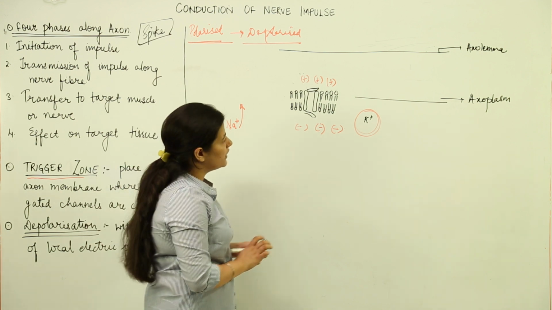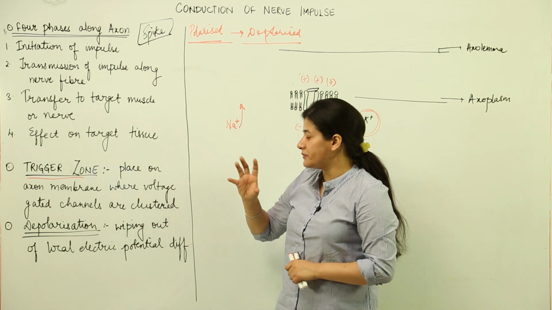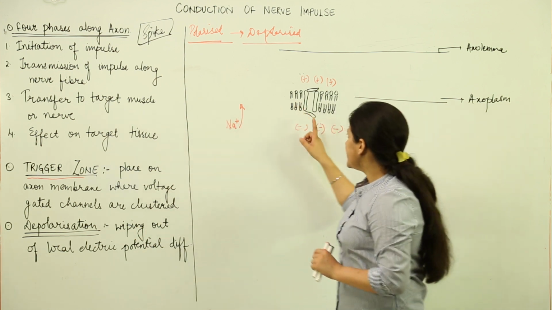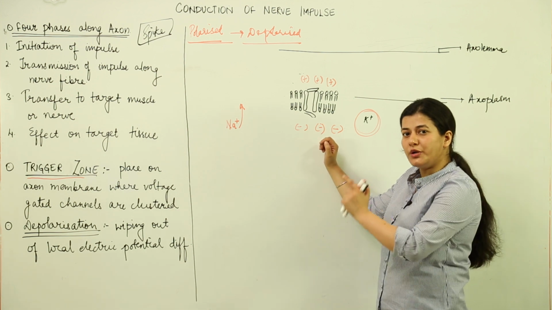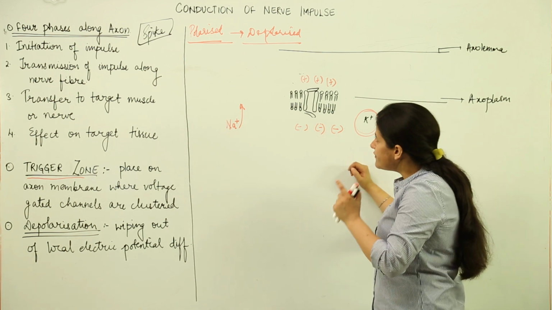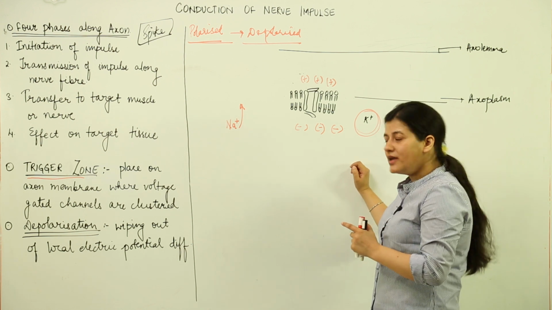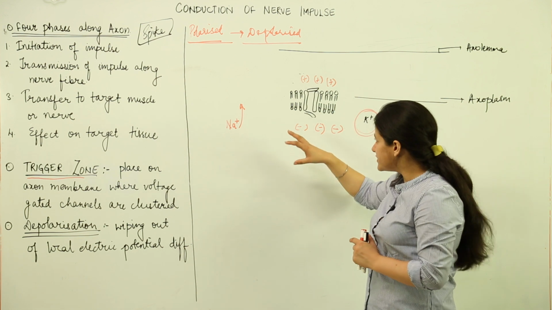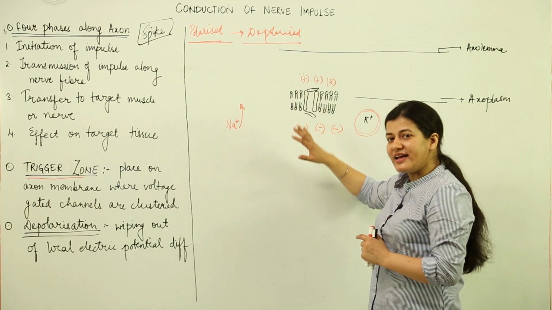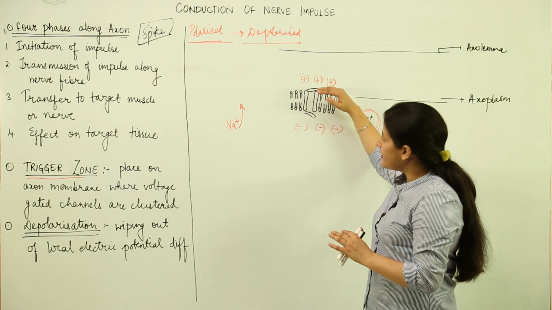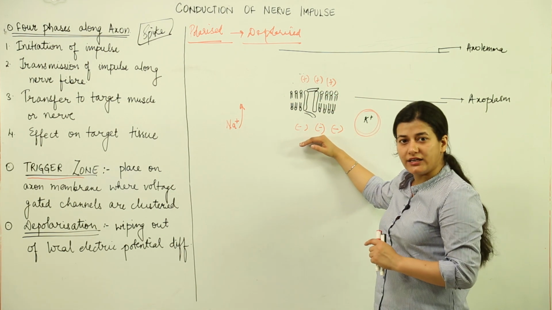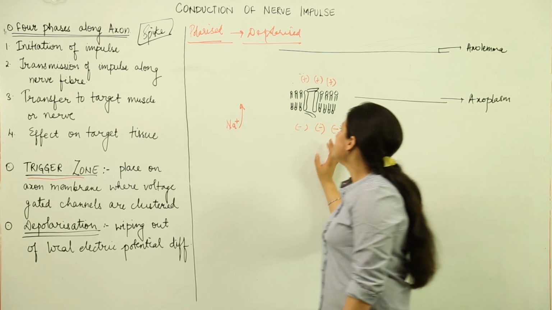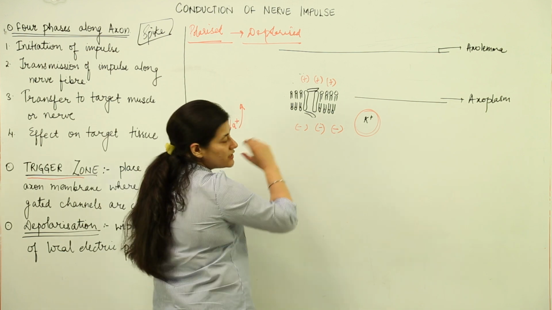I am going to repeat it again just for your memory purpose: at the trigger zone the impulse arrives. When the impulse arrives, the voltage gated channels allow the inflow of sodium inside the axoplasm. This inflow of sodium is so fast and so rapid that the polarity of the membrane changes, because there are many positive charges inside as compared to outside. The inside becomes positively charged and the outside becomes negatively charged, which is completely opposite to what was present in the resting stage. So the membrane becomes depolarized.